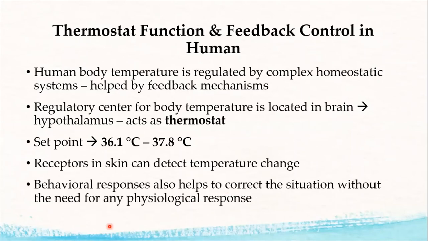And most of the time, like in summers, we do not like to wear warmer clothes. Whenever we wear warm clothes, our body makes physiological changes, and we will have a lot of sweating, so that we will feel like getting rid of those clothes and wearing something lighter. So behavioral responses also help to correct the situation sometimes without the need of any physiological responses. The behavior of a human also helps to control the temperature of their body.